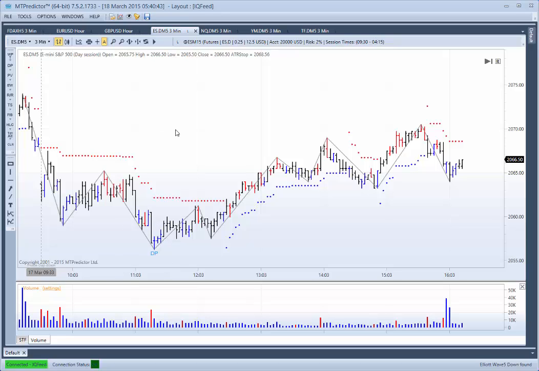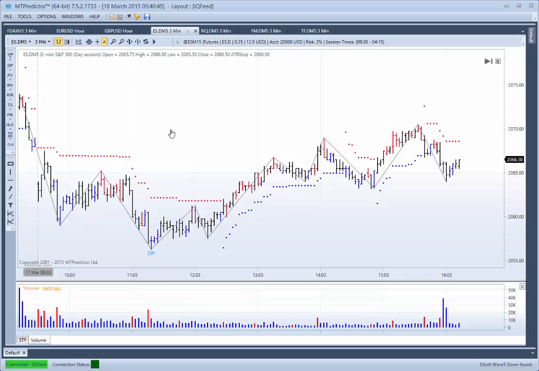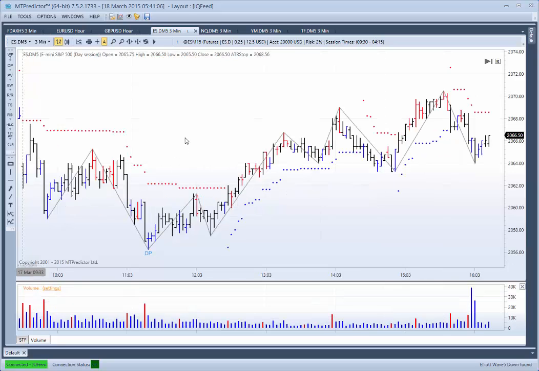It's amazing how many gurus say that you can't buy or sell the high of the day or low of the day. Well, it's amazing how many times we can nail the high or low of the day using MTPredictor and some of our other setups. So I just want to have a look in a bit more detail at this particular setup. This was actually an automatic DP buy setup, but the reason I liked it was because of our VSA.